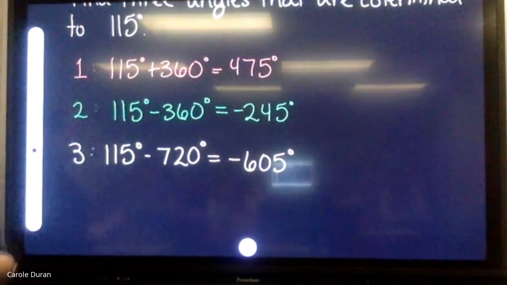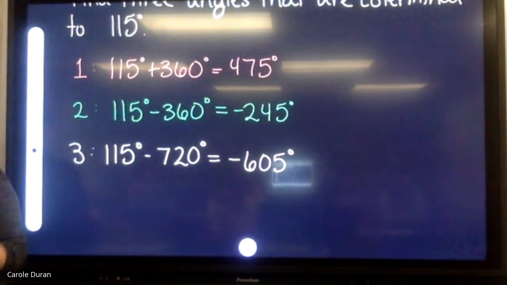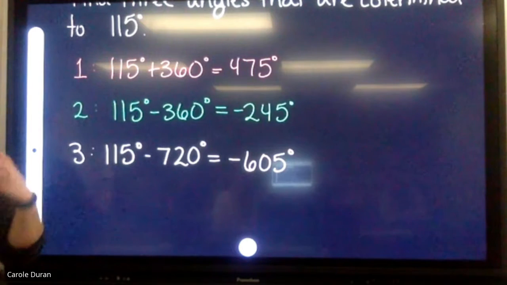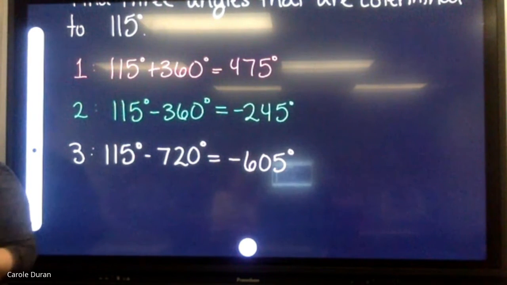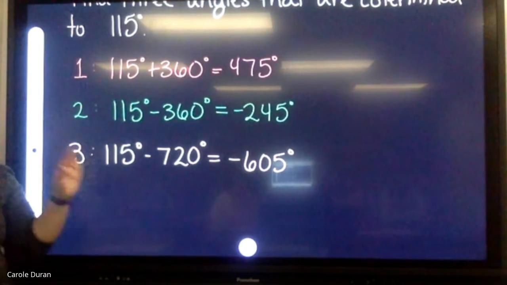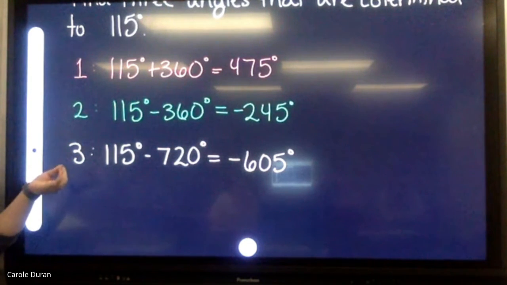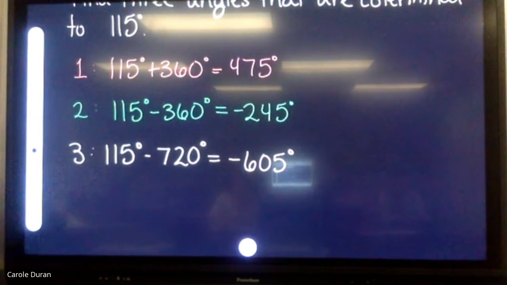There are an infinite number of coterminal angles to any given angle theta. Okay, so don't think just because nobody else got that one that it's wrong, because it's not, as long as you did the math right. Anybody have issues finding angles coterminal to a given angle? No, we're okay. Fantastic, let's move on.